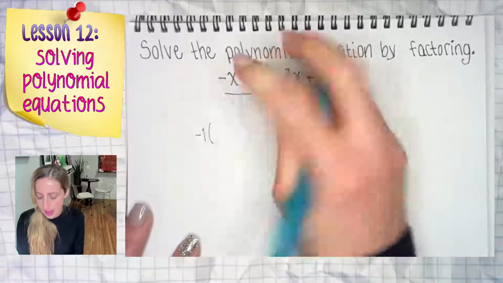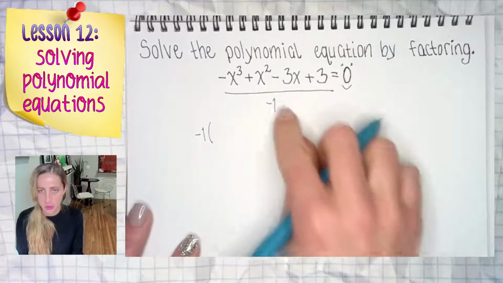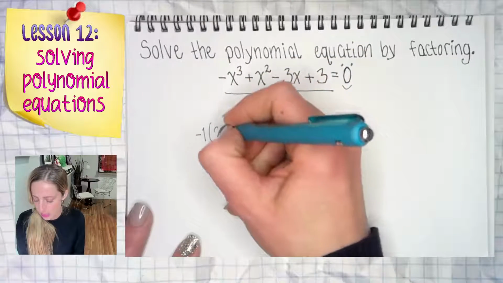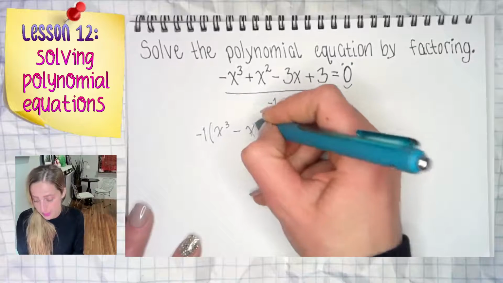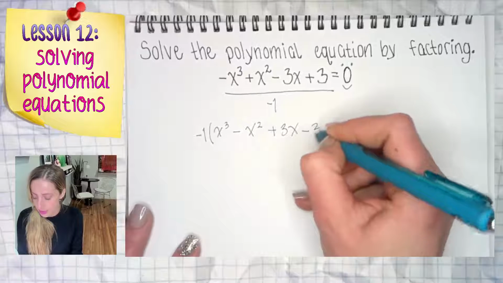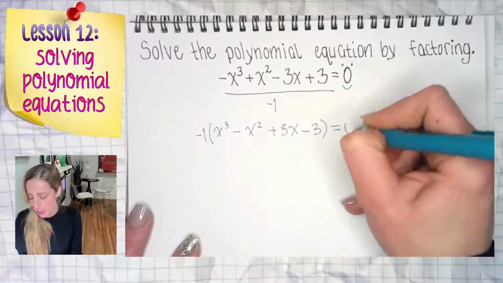Now, when you do that, all of the signs change, right? Every single sign is going to change. So now we're dealing with x to the third minus x to the second. Don't get lazy. Plus 3x. Don't keep it the same. Everything changes. And minus 3 equals 0.